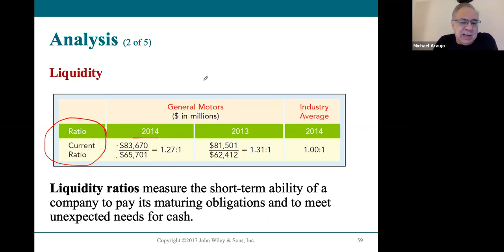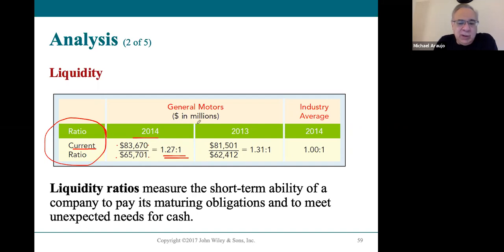So here is the information for GM in 2014. Looks like they had about $83.67 billion of current assets. Remember, current ratio is current assets and current liabilities. Current liabilities of $65.701 billion. So a current ratio of 1.27 to 1, $1.27 of current assets for every dollar of current liabilities, right?